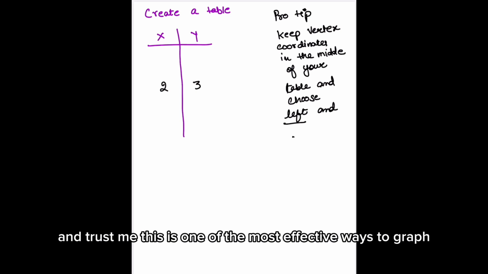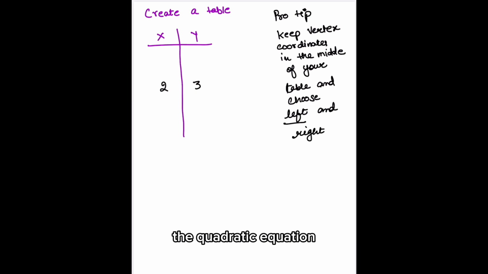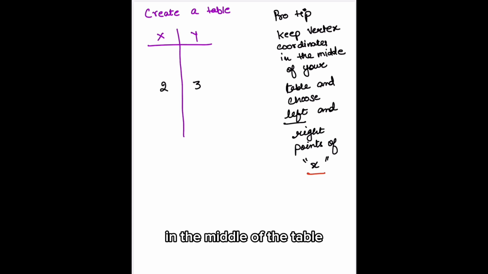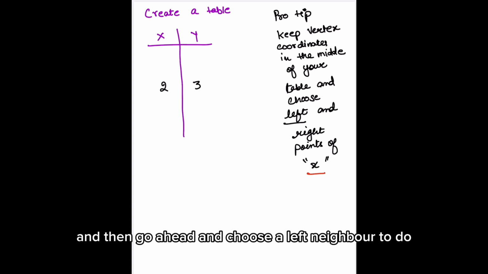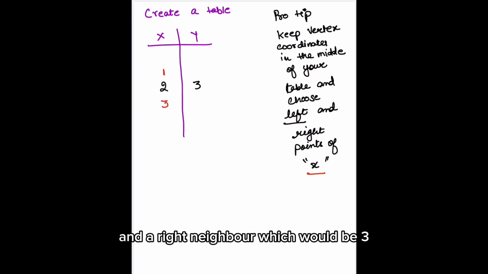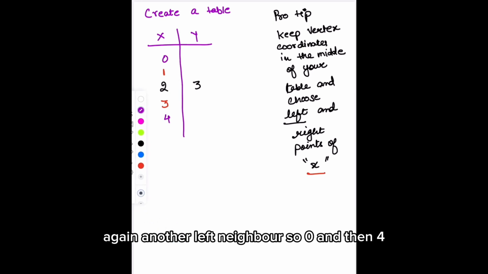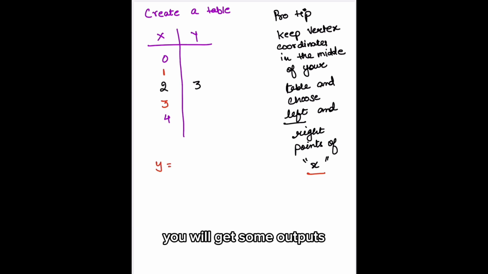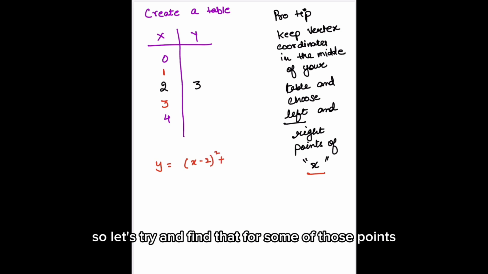And trust me, this is one of the most effective ways to graph the quadratic equation. Just write down the vertex coordinates in the middle of the table. Then choose a left neighbor, 1, and a right neighbor, which would be 3. Again, another left neighbor, so 0, and then 4. When you put those values in the equation, you will get some outputs.